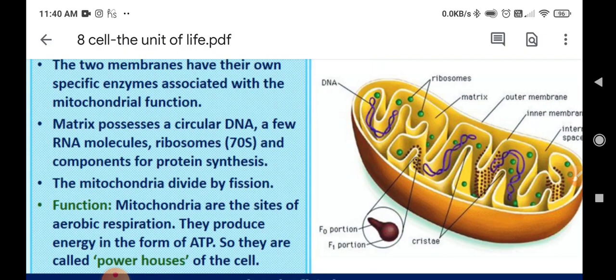There is one more which we are going to discuss further, chloroplast. They are also known as semi autonomous because they also contain their own DNA. Sometimes it is asked to name two cell organelles which are semi autonomous. There you have to write that chloroplast and mitochondria are semi autonomous structures.